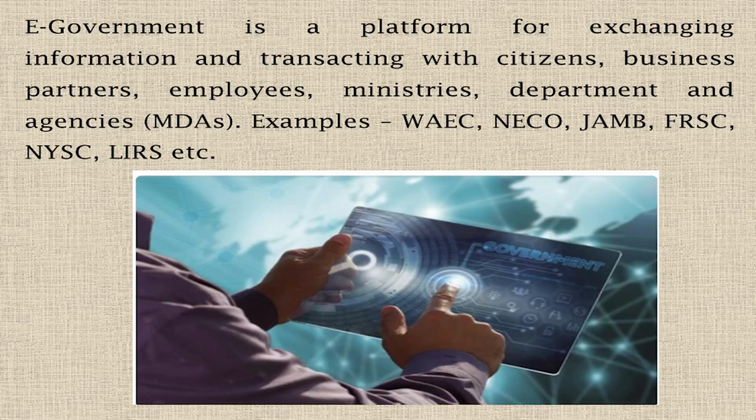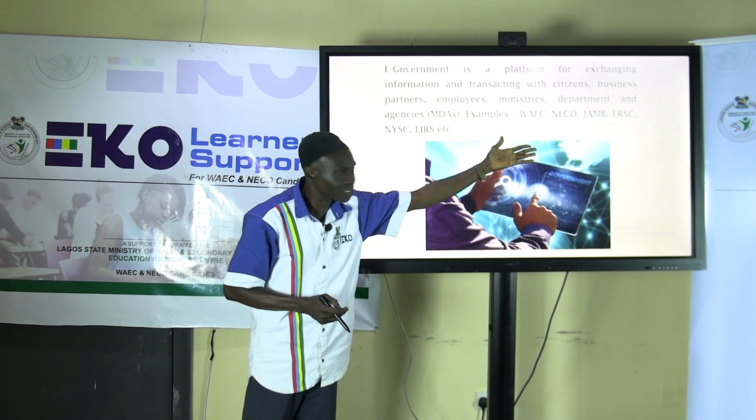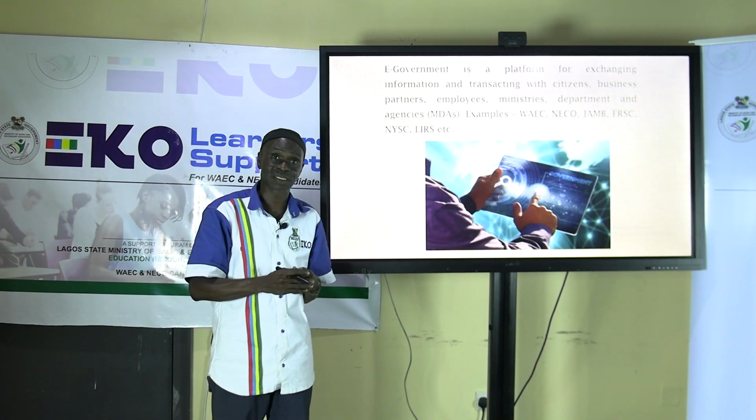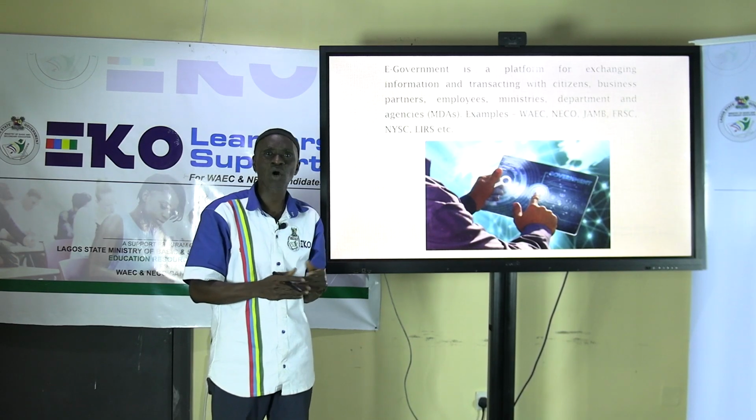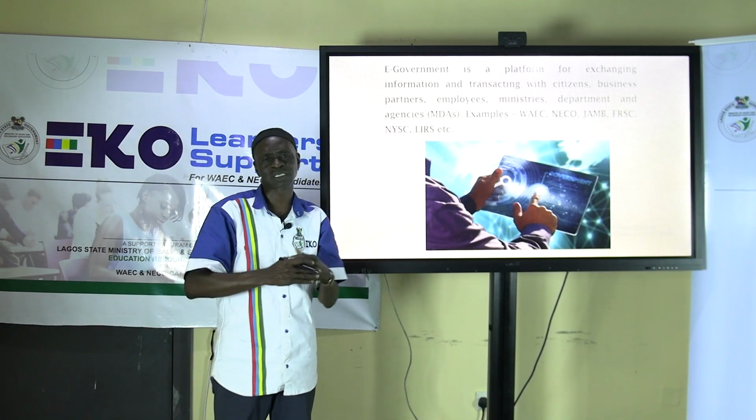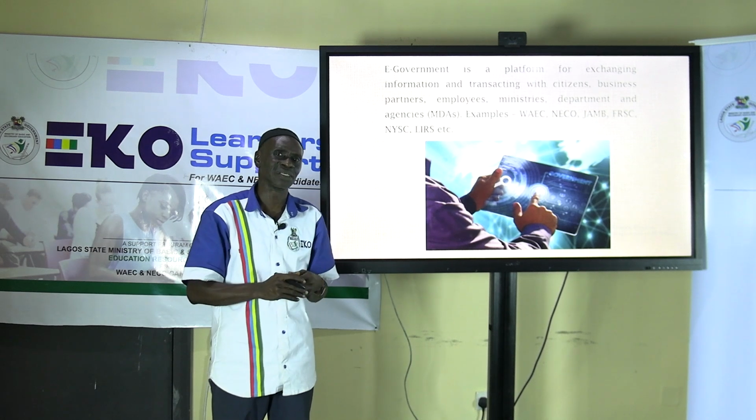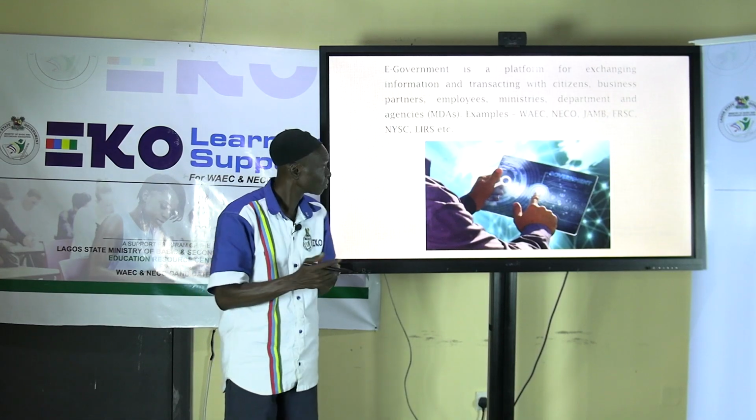And especially if you mention government service sectors, FRSC, NYSC, LRS, and so on. FRSC, Federal Road Safety Corps. You want to collect your driver's license, or you want to pay your tax through LRS, or even graduate students going to embark on the youth service, it is by online registration and by online digital service. Gone are those days when it is by only biro, pencil and paper.